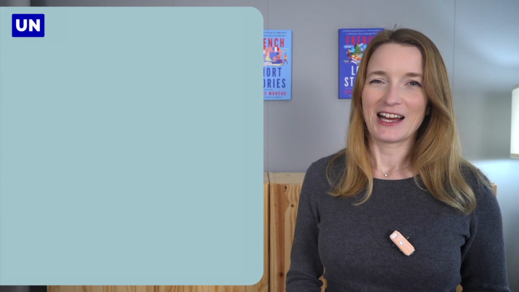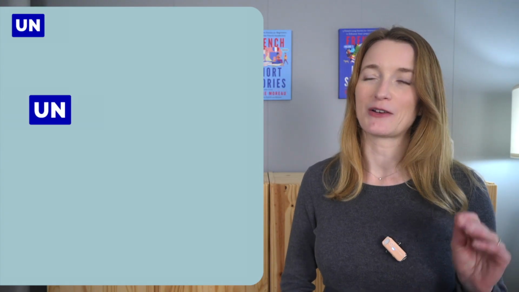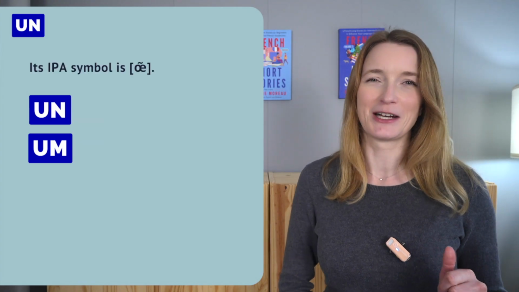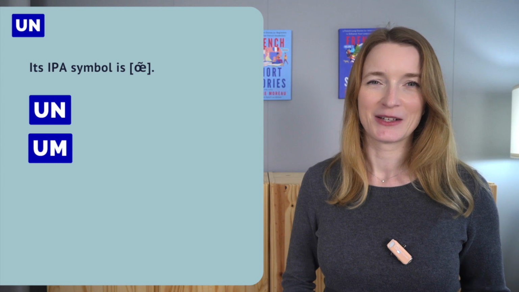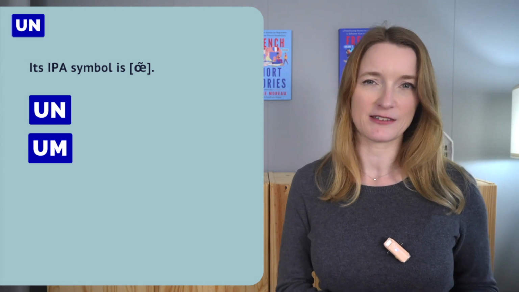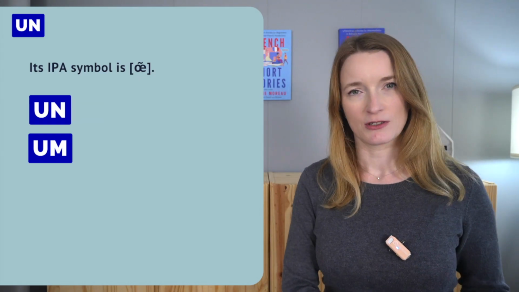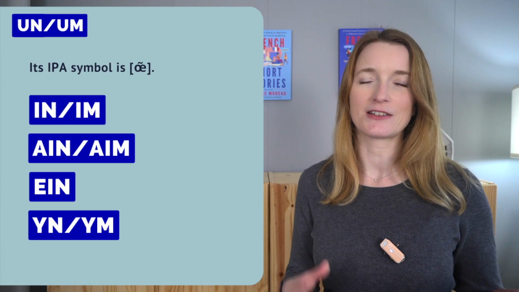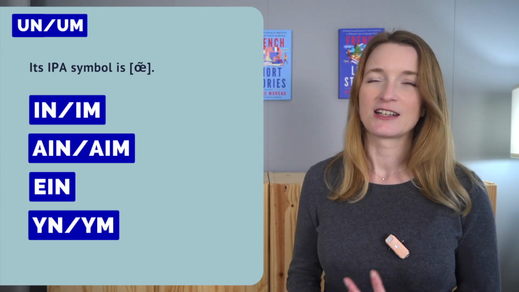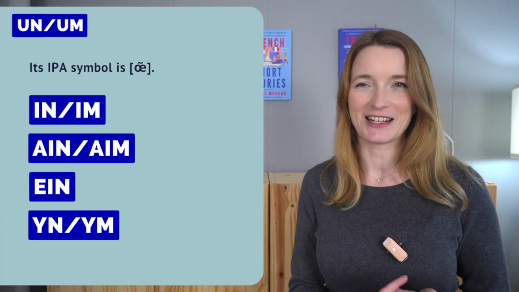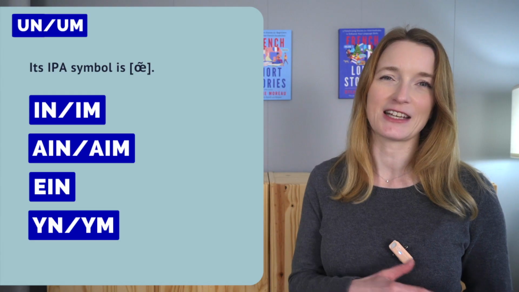Okay? The last nasal vowel is UN, and this one is slightly more interesting. UN can be spelled UN or UM, but that's not why it's interesting. Neither is the IPA symbol, which is this one. It's interesting because of the different pronunciations of this sound. We have two different pronunciations. UN is often pronounced the same way as the nasal vowel in IN, IM, AIN, EIN, AIM, YN, YM.